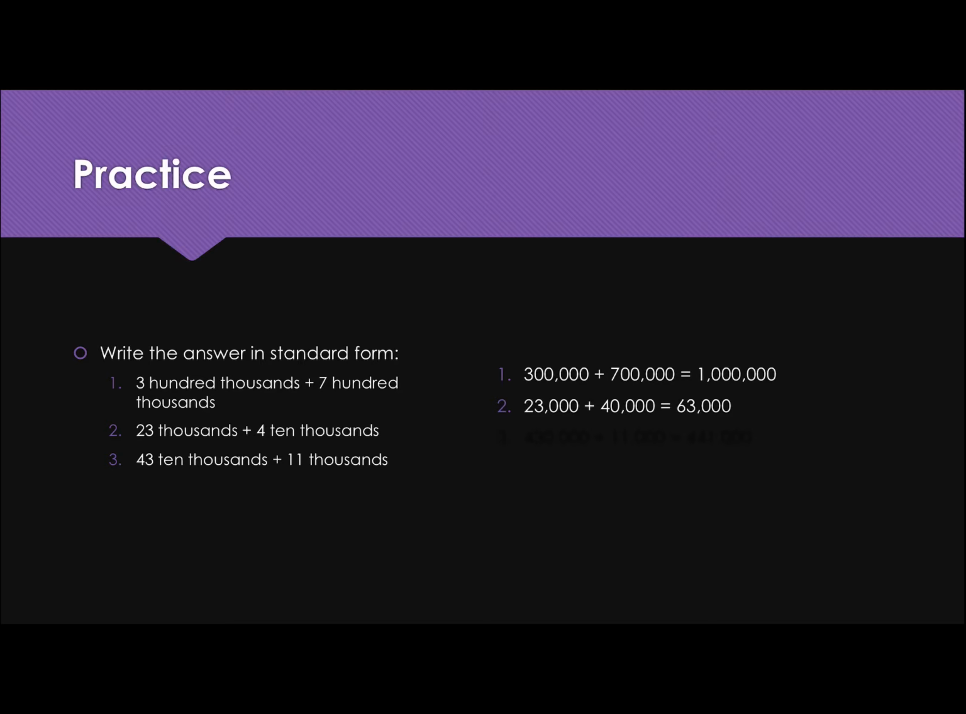Number 2 was a little bit tricky because it said you have 4 10,000s. When you put those into your number chart or place value chart, if you needed to use it, you'll see that you have 40,000. And for number 3, you've got 43 10,000s, which rewritten as standard form is 430,000. Plus 11,000 gives us 441,000.